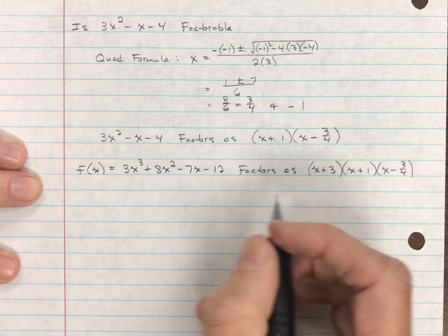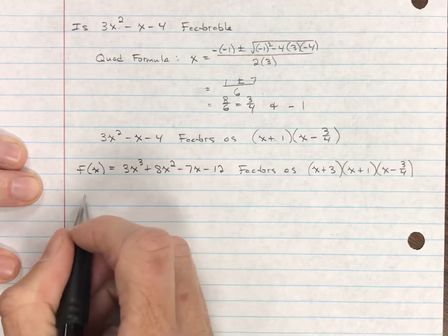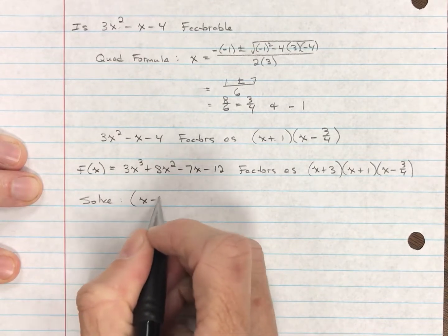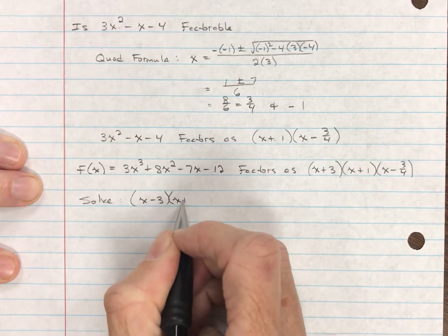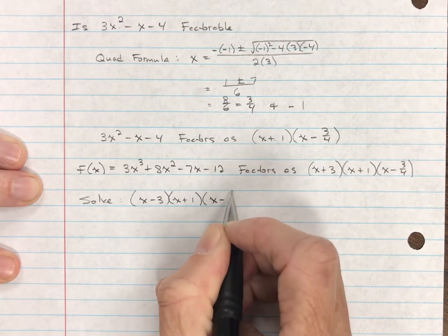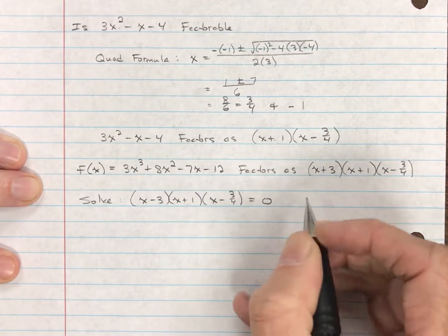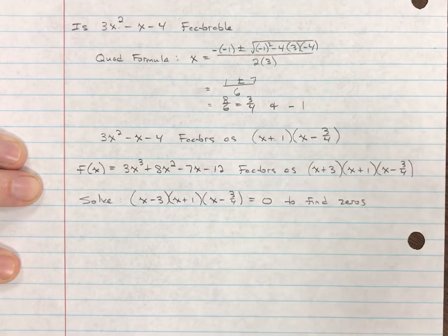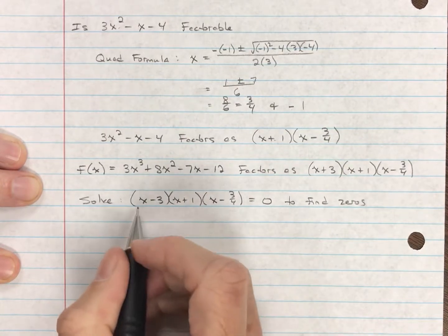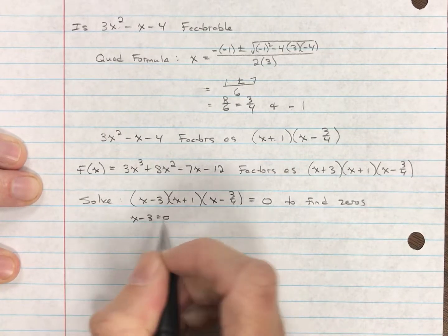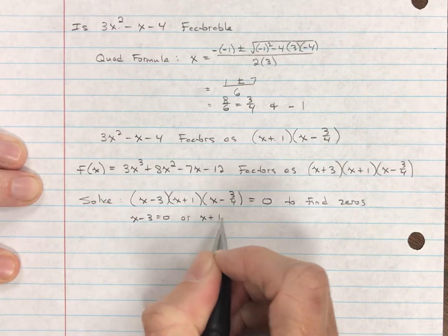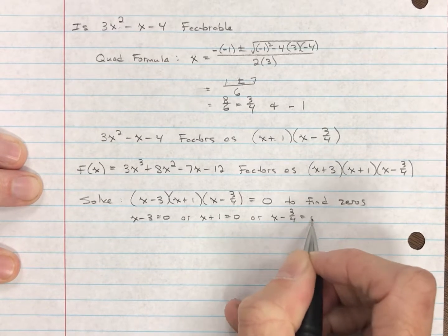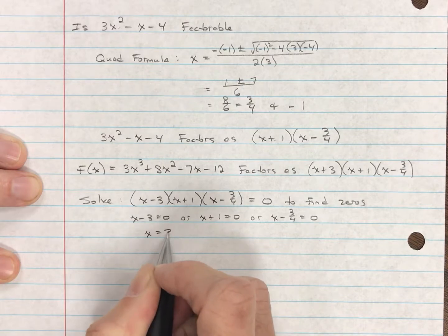So we solve this. What are the real zeros? Solve x minus 3 times x plus 1 times x minus 4/3 equals 0 to find the zeros. And as you know from the zero product property, x minus 3 equals 0, or x plus 1 equals 0, or x minus 4/3 equals 0. So x is equal to 3.